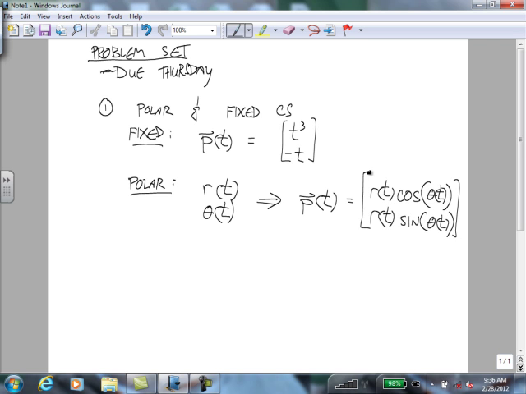Okay. So for this one, what this does is it gives you something that's easy to calculate in polar. And then because these are functions of time, it gives you position also as a function of time. And from there, it's just doing the derivatives, doing the calculations, comparing the points. Okay.